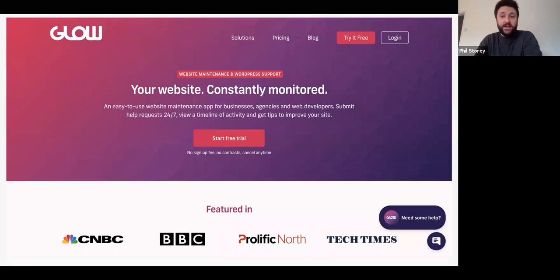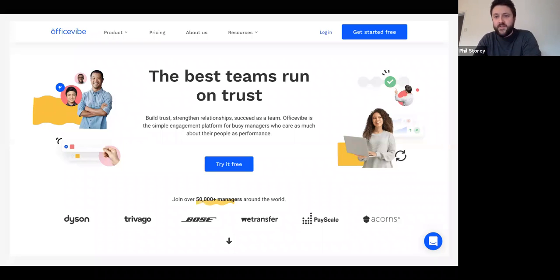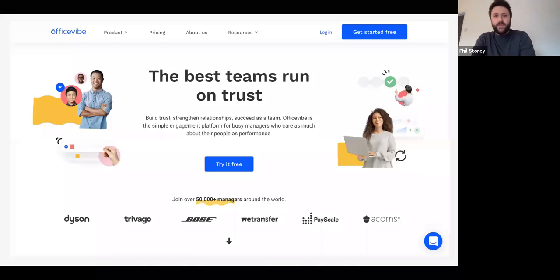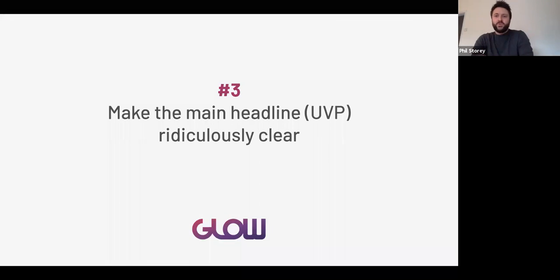I told you I'd come up with a very biased example as well, but I think we do it quite well at Glow, which is very similar to Office Vibe, right? You've got the main heading up at the top. It's very obvious and clear what we do. It's about your website, and we constantly monitor it for you. So there's no ambiguity there at all. A couple of sentences underneath the main heading. And then there you go again: we want people to start a free trial with our product. Again, it's mirrored up in the header. And of course, you've got those credibility logos along the bottom as well. So that makes up that very clear headline area on your website.